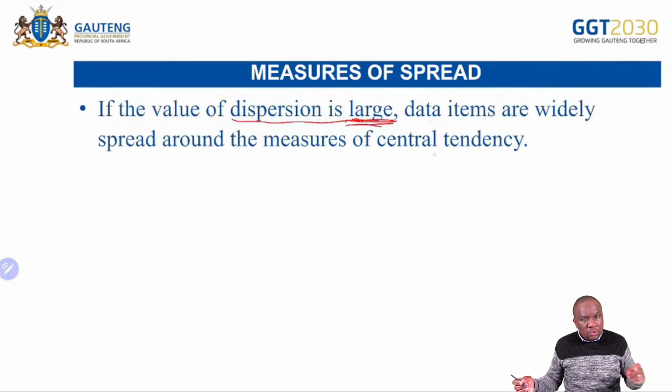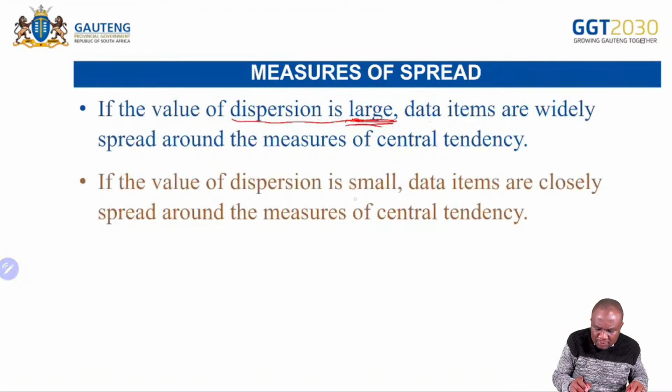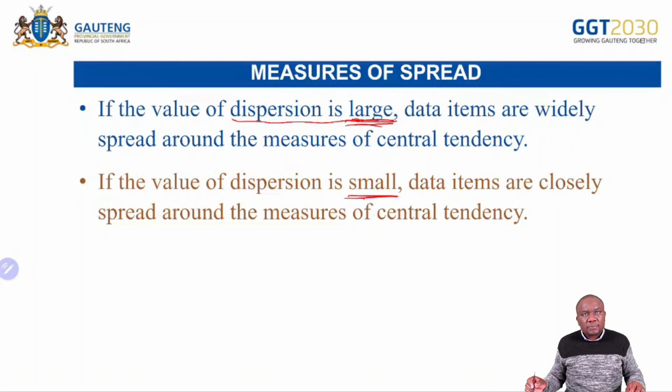But if we check John's range, which is 9%, if the value of dispersion is small, data items are closely spread around the measures of central tendency, just like we saw the marks for John being clustered around the mean there. Okay, do you remember that? So that's the meaning of the range. The bigger range means the data is widely spread out. The smaller range means the data is closely packed around the measure of central tendency.